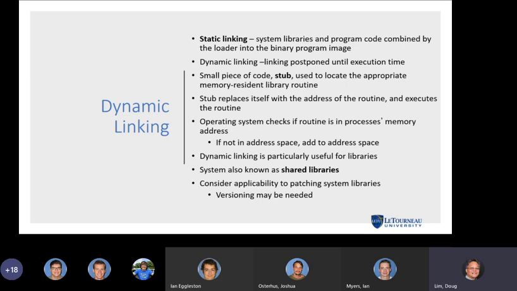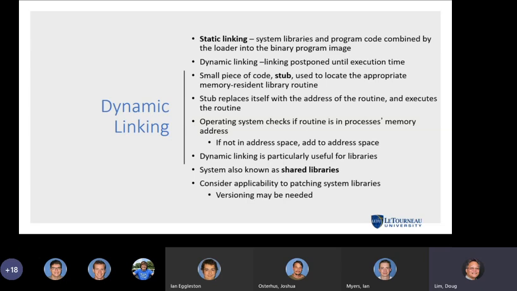Once the dynamically linked library is loaded in memory, it can be called directly. But the first time, before the library has been loaded into memory, it is the stub that goes through the process of loading the library in. The operating system checks if the routine is in memory. If not, it adds it to the address space. Dynamic linking is particularly useful for libraries, and hence in Microsoft Windows we have dynamically linked libraries. Other operating systems have similar concepts with slightly different names.